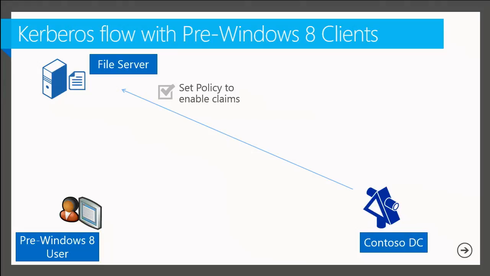What if I don't have a Windows 8 client that knows to go and request user claims from the DC? Well, first thing that happens is when there are claims defined in Active Directory, any file server that uses claims for a central access policy basically says, okay, I know I use claims, make sure that this is all enabled. So the DC pushes out to the file server, saying here's central access policy, you're going to be using claims from now on.